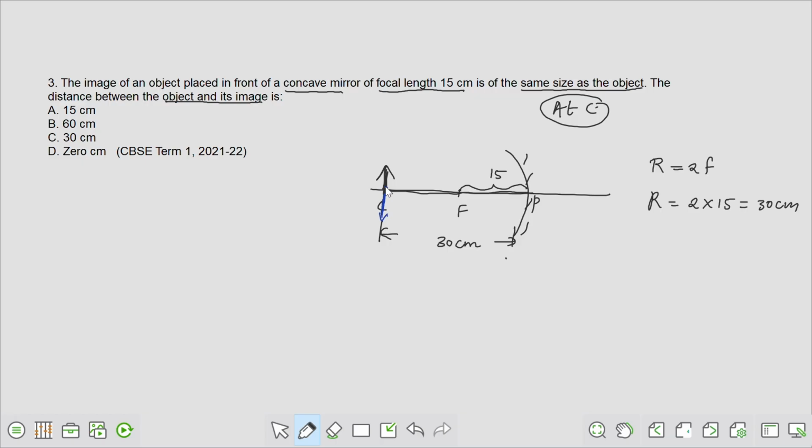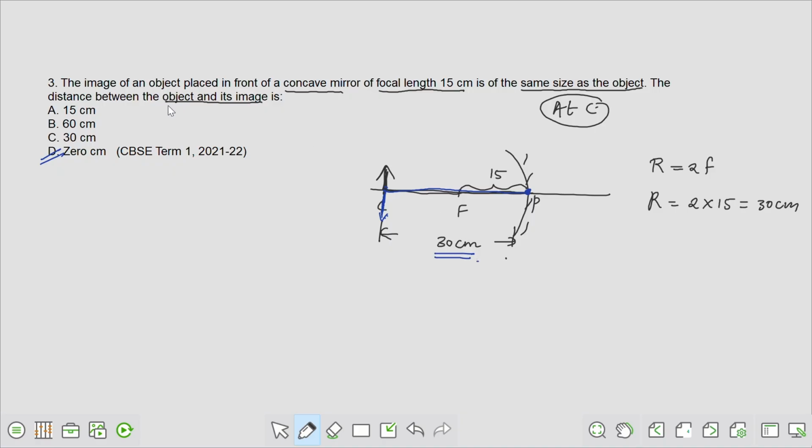Now what is the distance between object and image? Yes, there is no distance. So no distance means 0. If the question is what is the object distance, then the object distance is measured from the pole to the object. So what is the object distance? 30 cm. If the question is what is the image distance, again the image is also formed at C, and from the pole to C, that is the image distance, that is again 30 cm.